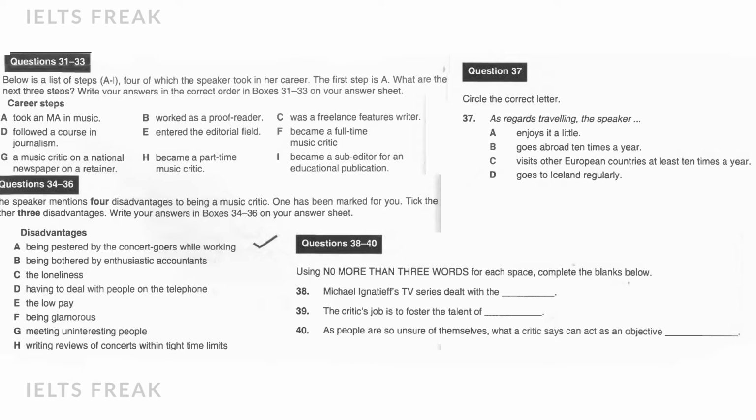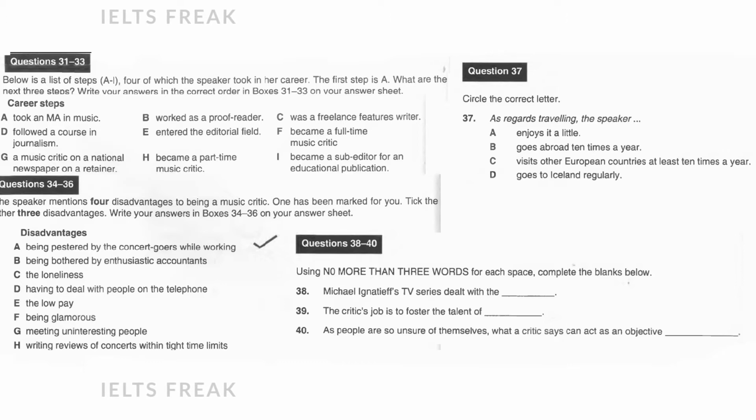Section 4. You are going to hear 2 extracts from a lecture by a journalist on becoming a music critic, and then what a music critic's job involves. First, look at questions 31 to 37.